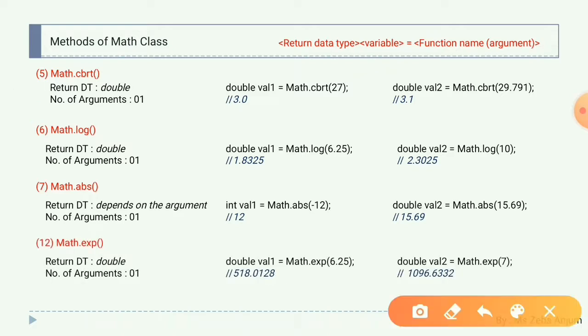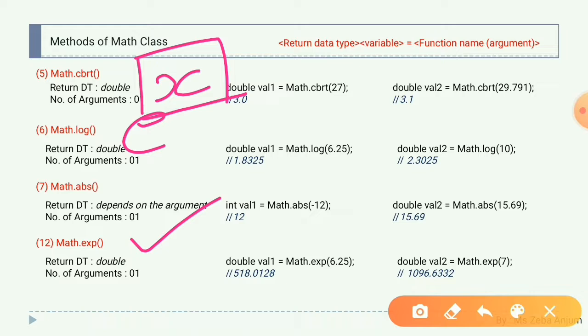Now moving forward, Math.exp. This function is going to give you the exponential value, like you calculate in mathematics. In mathematics you calculate this function, e to the power x, and here by argument we mean that we are going to apply the value of x. The return data type is always double. The number of arguments is always 1. A single argument we are going to use here also.